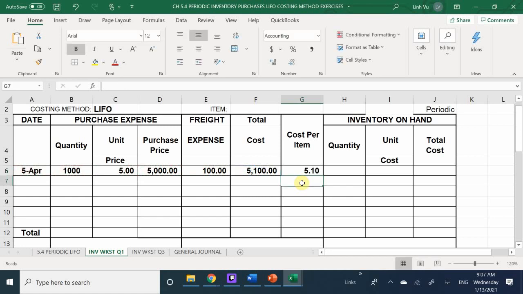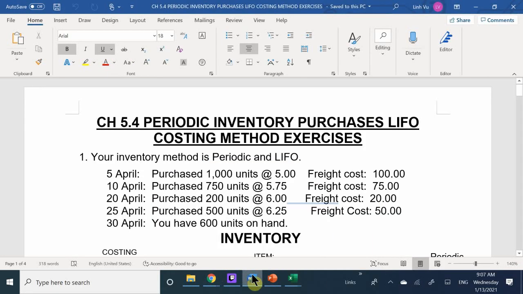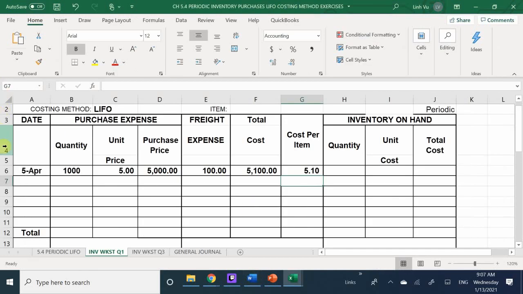$5.10. Yes. Okay, good. Now, next scenario here is on April 10th. We purchased 750 units at $5.75 each with a freight of 75. So again, April 10, we have 750 units at $5.75 each with a freight of 75. So what is my total purchase price going to be?